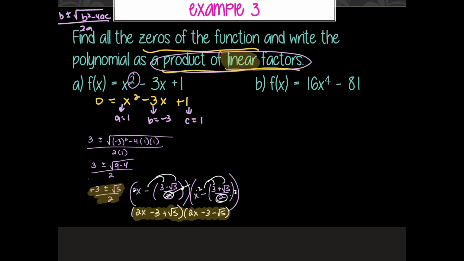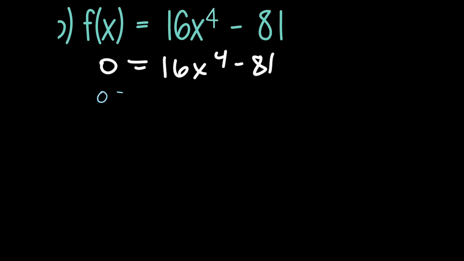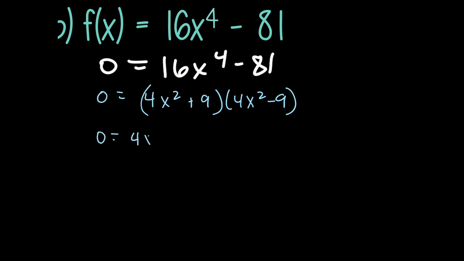All right, now let's look at B. B says, again, we're going to replace the f of x with 0: 16x to the 4th minus 81. This time, it's the difference of 2 squares. So I have 2 options: add the 81, divide by 16, and take the 4th root, or factor what's here. So I can get 4x squared plus 9 and 4x squared minus 9. The first parentheses can't get factored any further, but the second one can: 2x plus 3 and 2x minus 3.